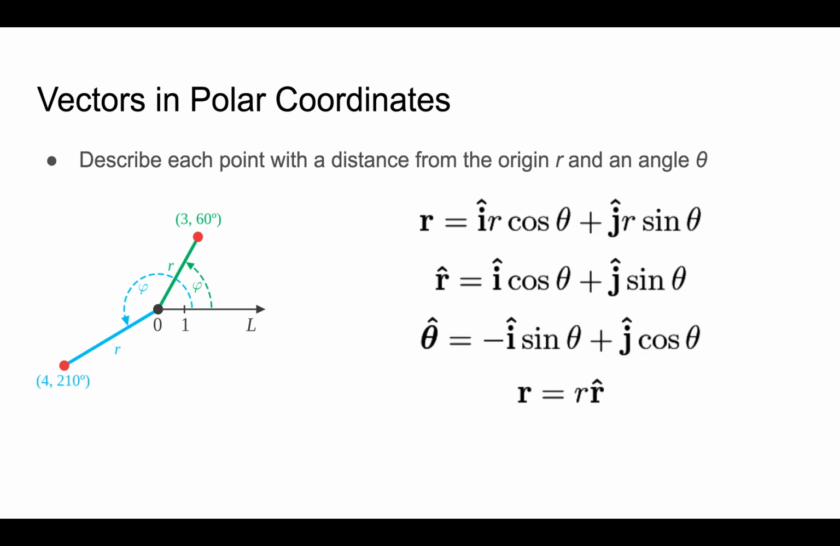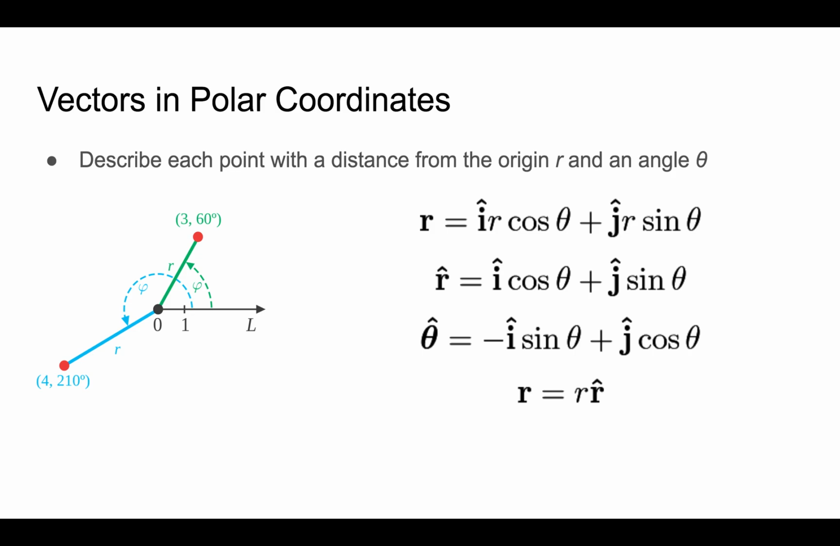So polar coordinates, unlike Cartesian coordinates, only apply to 2 dimensions. You need to generalize them to either spherical or cylindrical coordinates to describe 3-dimensional space, but that is beyond the scope of this course.